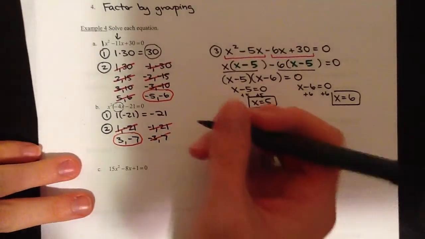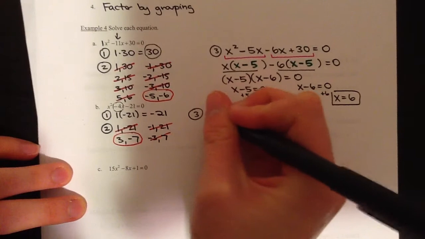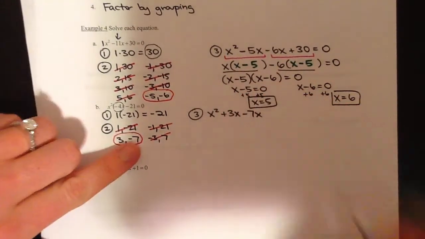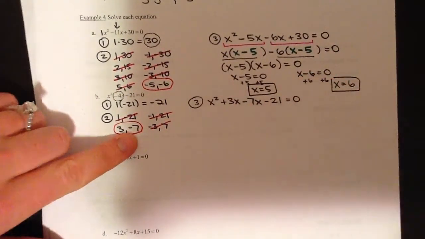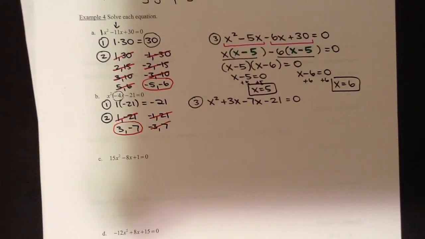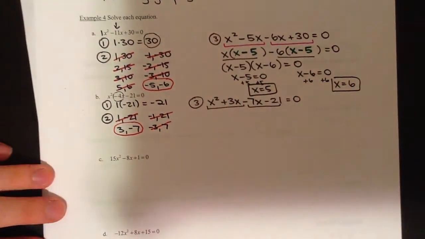In step 3, we're going to expand that middle term. So x squared, I'm going to put plus 3x minus 7x using these two numbers, and then minus 21 equals 0. And then I factor by grouping, which is exactly what I did up above. The factoring by grouping will get pretty easy. We'll get used to it. So right here, we factor out a GCF.